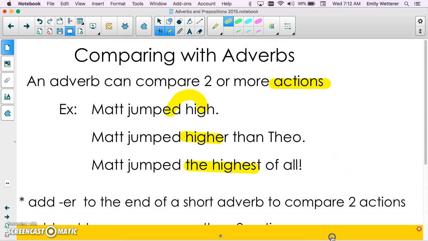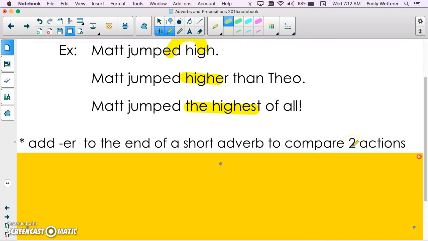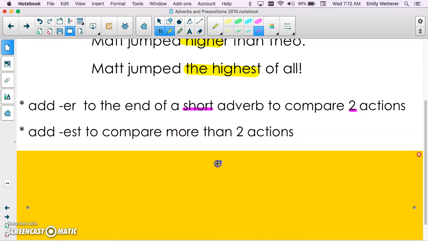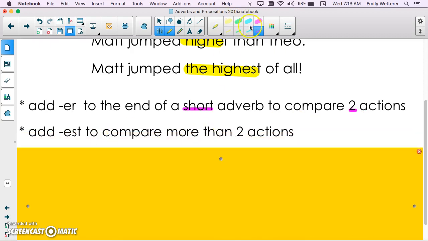So remember when we were talking adjectives and we either added er, est, more, or most? We do the same thing here. So here's the rule. You add er to the end of a short adverb to compare two actions. Remember, er is short. It has two letters, so you use it to describe two actions. But you use est to compare more than two actions. Pretty simple there. We know that.